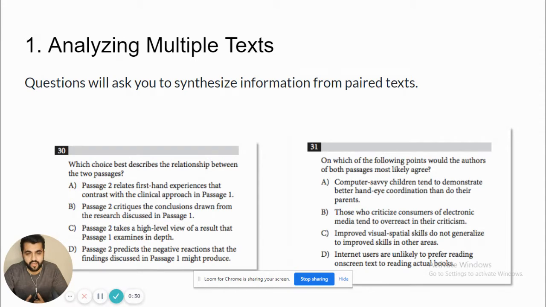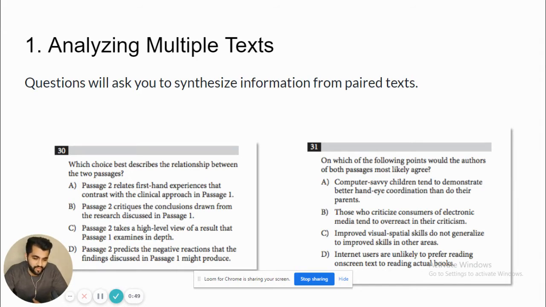So as I've shared earlier, in paired passages, there are two different ideas or points of view shared, and the questions will basically ask you to synthesize information from both of these passages. So one question is, which choice best describes the relationship between the two passages, right? And you have then four options.